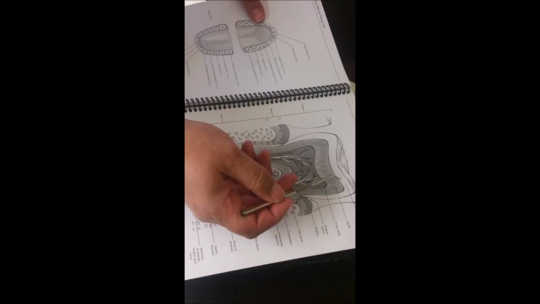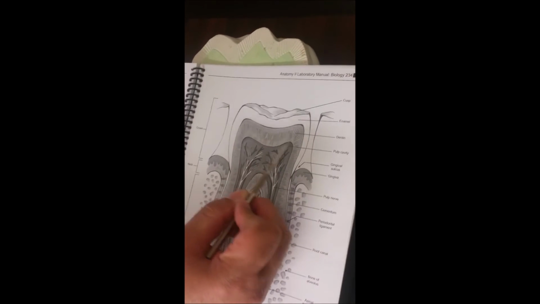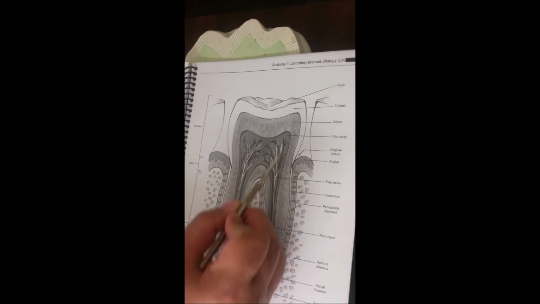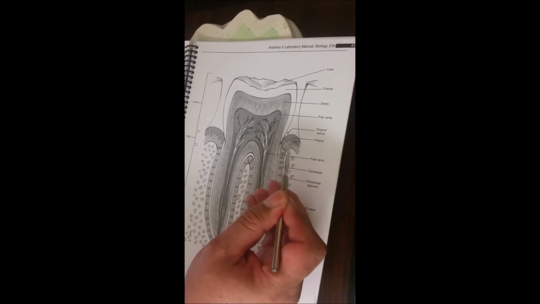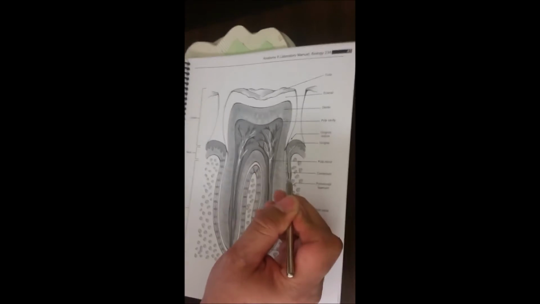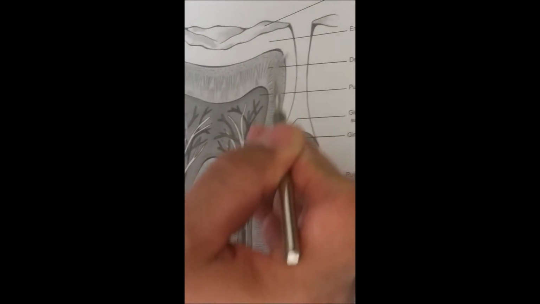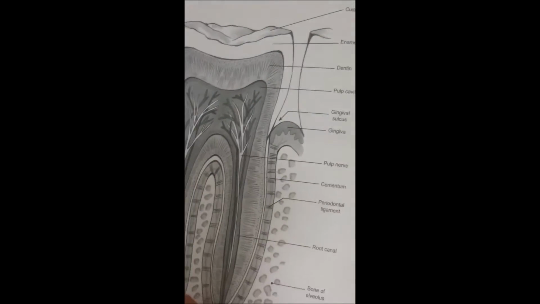Now the layers. This part that is in contact with the food is called the cusp, which is the upper part. Then the enamel is the hardest of all, surrounding and protecting your teeth. This is followed by the second layer, which is the dentine. Then this cavity inside is called the pulp cavity. This is the gingiva, and this is called the gingival sulcus, a depression between the gingiva and the beginning of the crown.